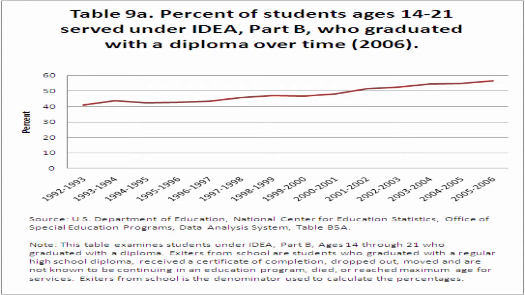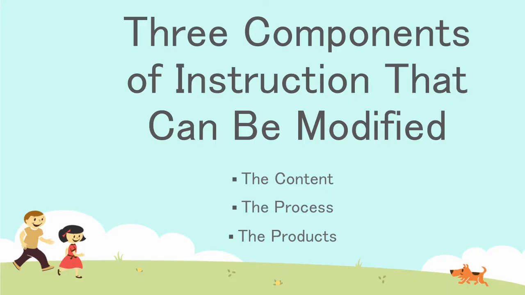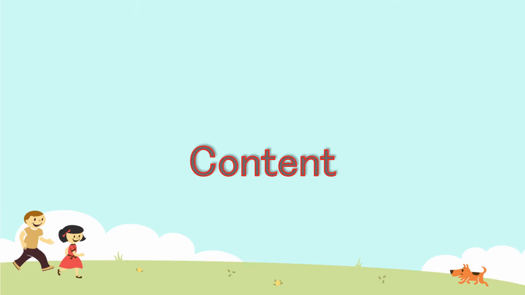Okay, the next slide here is 3 components of instruction that can be modified. This is the content, the process, and the products. So the first one we want to go over is the content. The content identifies the subjects or topics covered within a lesson or a unit.